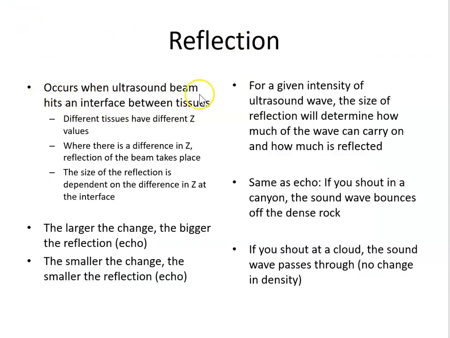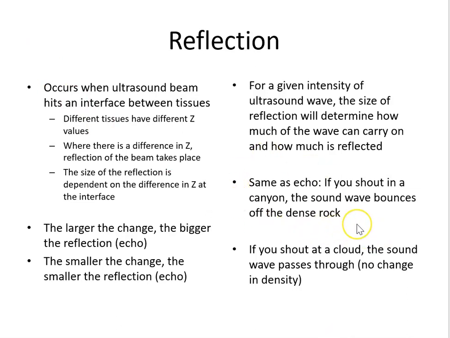So reflection occurs when the ultrasound beam hits an interface between two different tissues, and those different tissues have a different Z value. If they have the same Z value, you will not notice anything on the ultrasound. The sound waves will go through one tissue with one Z value and go through the next tissue, if it's got the same Z value, without creating any reflection. But the size of the difference in density determines the size of the reflection. If you go from a very low density to a very high density tissue, you'll get a large reflection sent back, and that will be a very bright image.